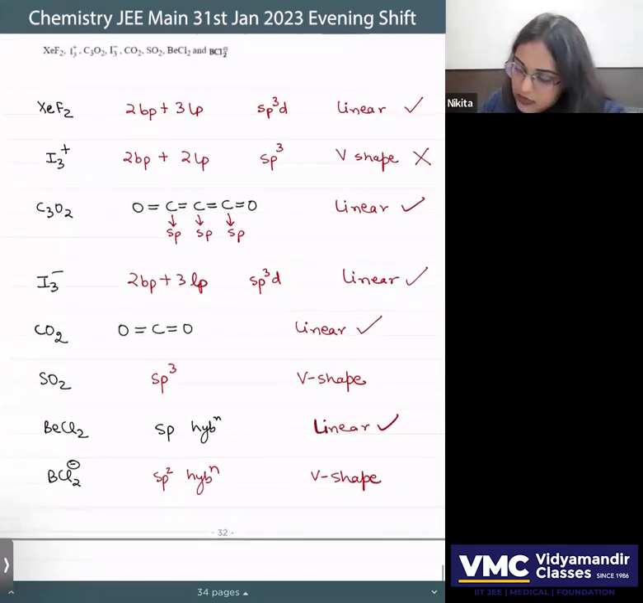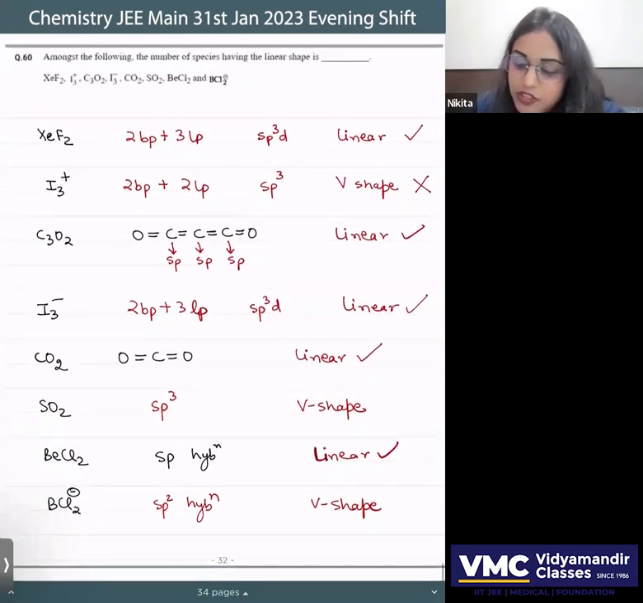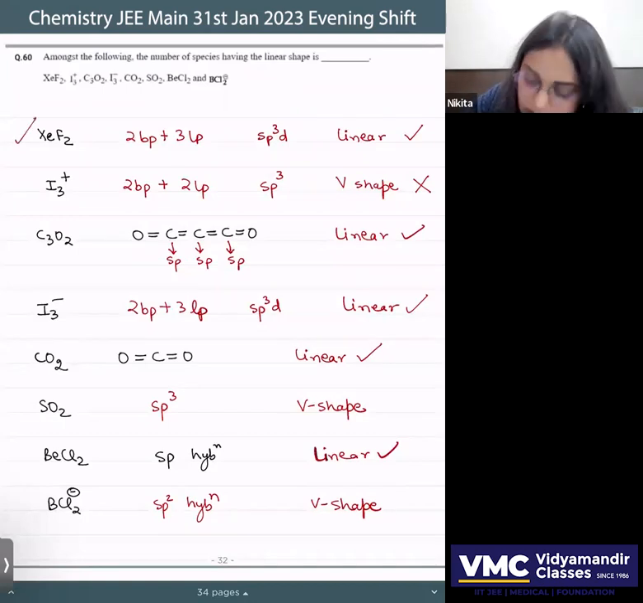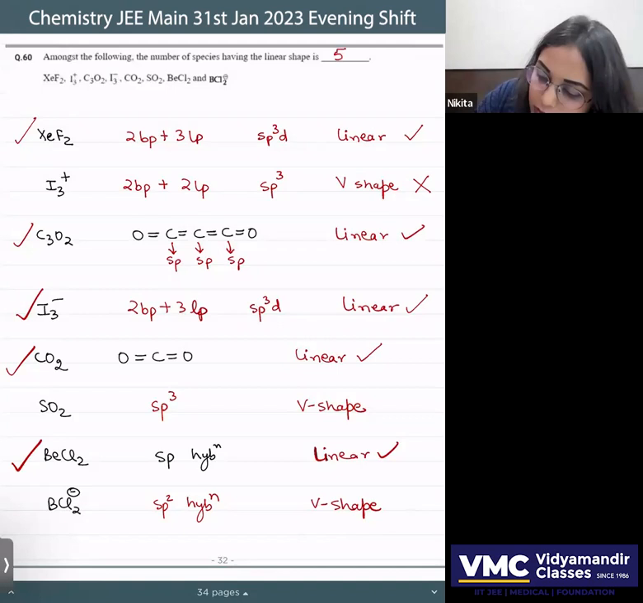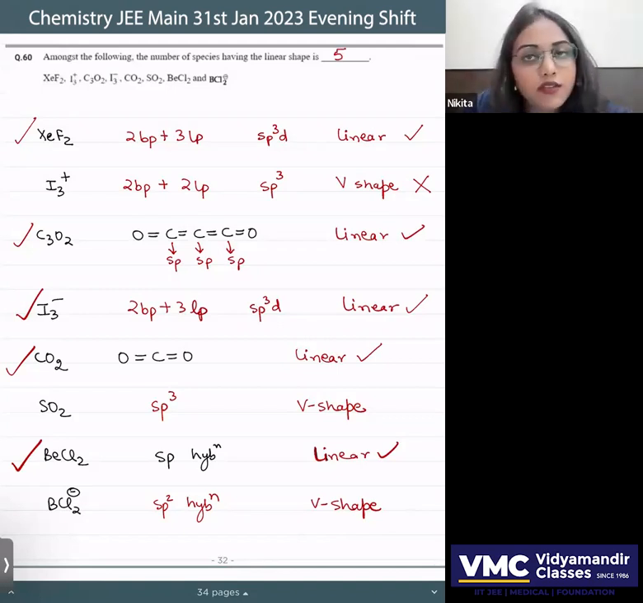So we were asked how many of the species have the linear shape. So XeF2 has a linear shape, C3O2 has a linear shape, I3 negative has a linear shape, then CO2 has a linear shape, and then BeCl2 that has a linear shape. So total molecules or species having linear shape is 5.